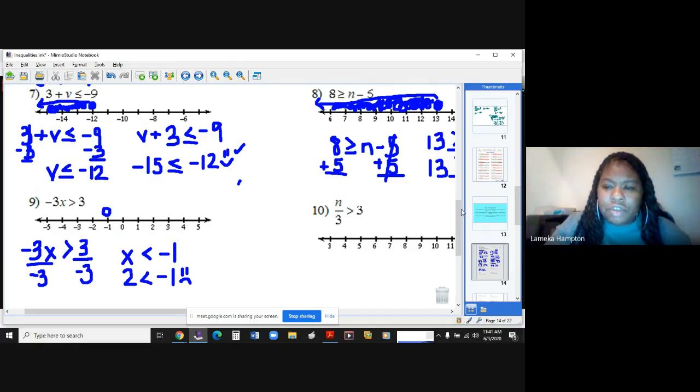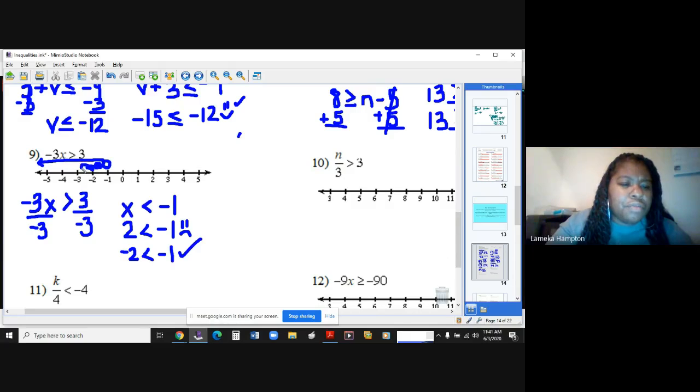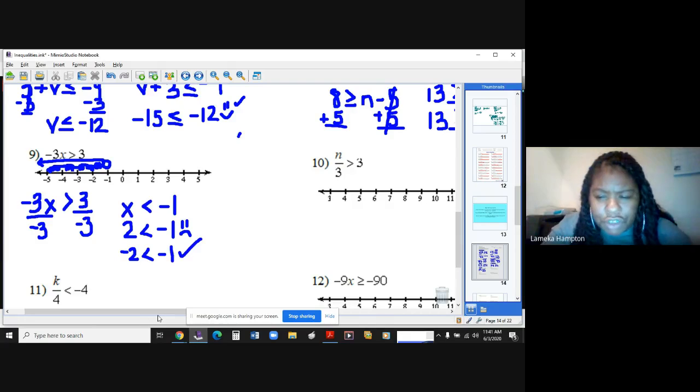Now, if I were to pick a -2 and put it here, it would make it a true statement. Because of that, the numbers to the left of -1 would suffice. All right. Okay, we're rocking and rolling. We're cooking with fish grease.